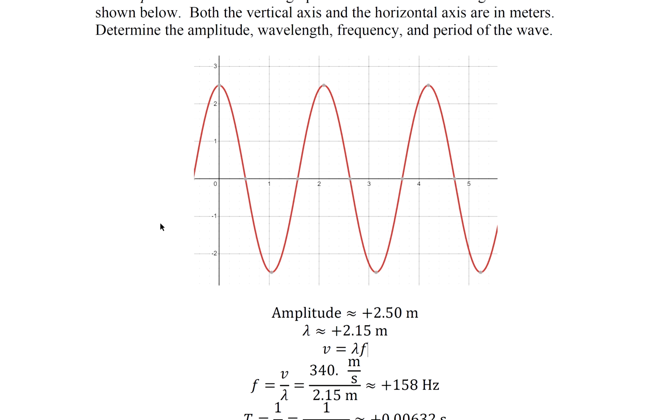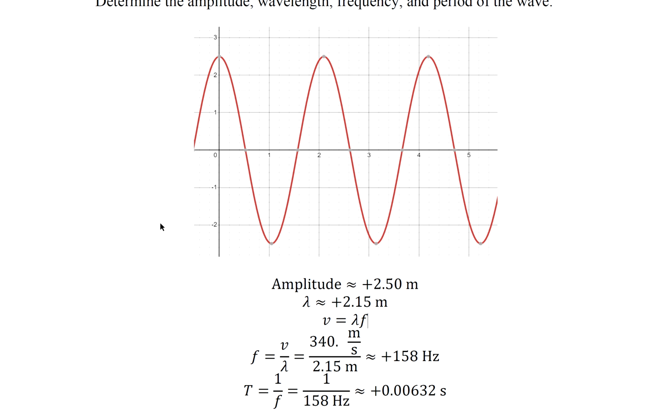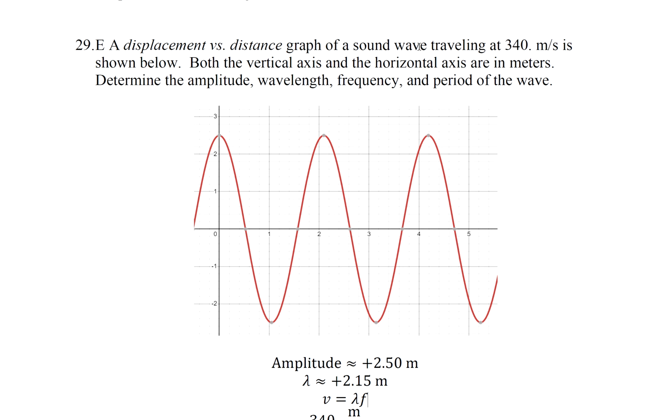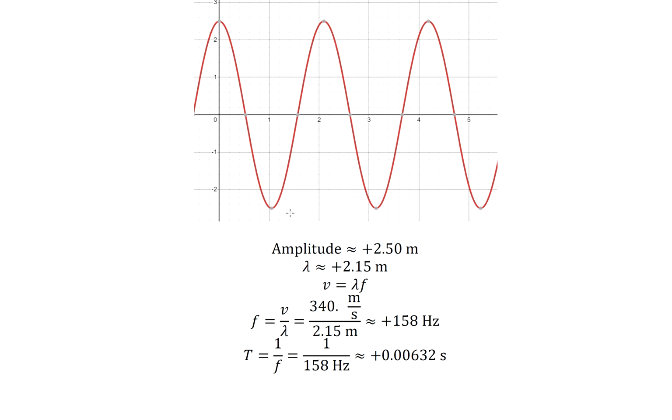So the sound wave is traveling at 340 meters per second. So V equals lambda f, solve for f. f equals V over lambda. And finally, T equals 1 over f, where T is the period.